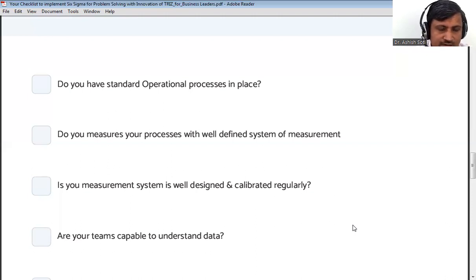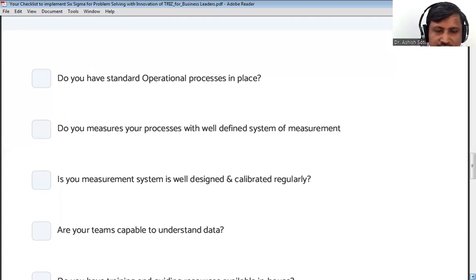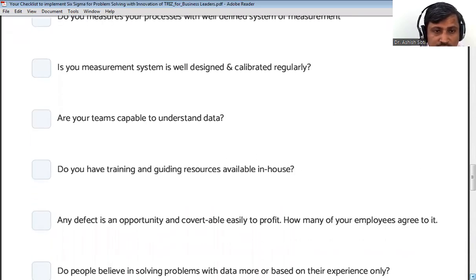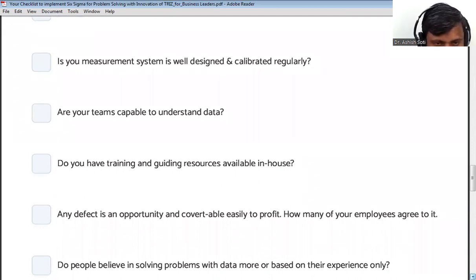Then the next thing is, is your team trained? Does it have the capability to understand the data? Data is going to be very important if you are going to implement Six Sigma, or Six Sigma with TRIZ, or any quality improvement concept. You need to see that your team is well aware of how to understand the data. So a training requirement may be there. Maybe you can have some in-house training or on-the-job training, but there is a need for regular training so that people remain aware of the requirements.